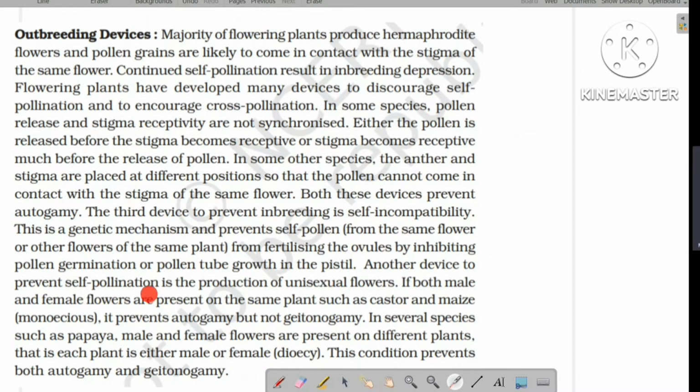Another device to prevent self-pollination is the production of unisexual flowers. If both male and female flowers are present on the same plant, such as castor and maize, that is monoecious, it prevents autogamy but not geitonogamy. In several species, such as papaya, male and female flowers are present on different plants. That is, each plant is either male or female, dioecious. This condition prevents both autogamy and geitonogamy.